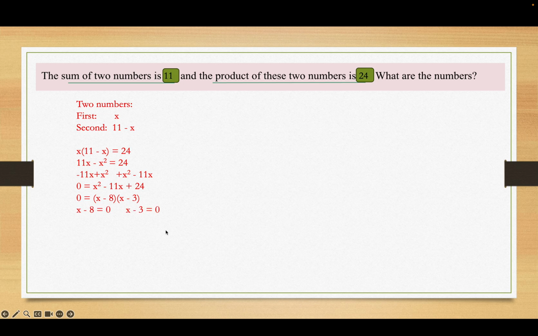Maybe it's the guy on the left. Maybe it's the guy on the right. I know when I multiply and get 0, one of those guys or both have to be 0. Add 8 to both sides, add 3 to both sides. That gives me the answer x equals 8 and x equals 3. Those are the two numbers, okay?